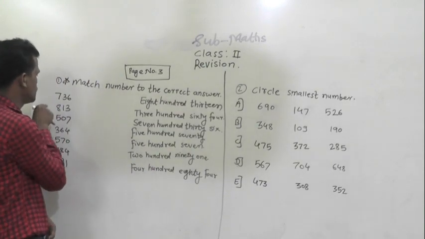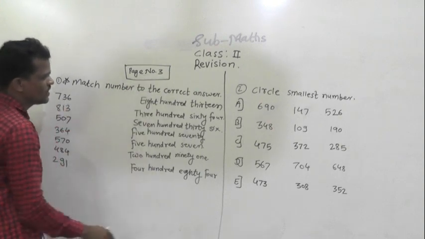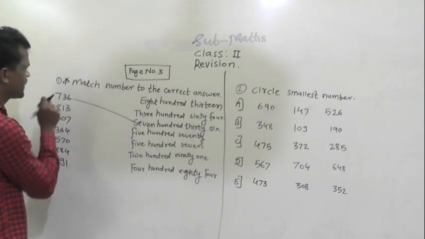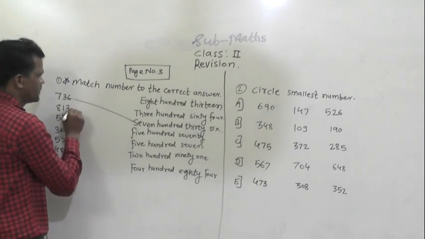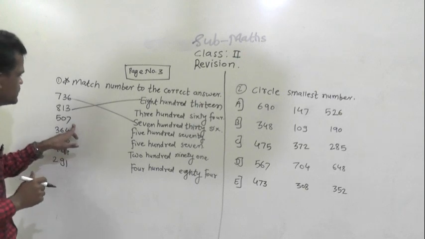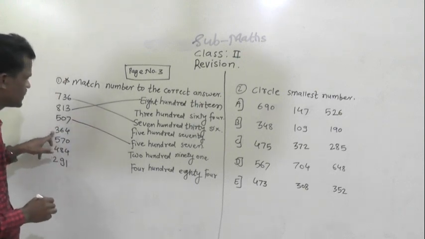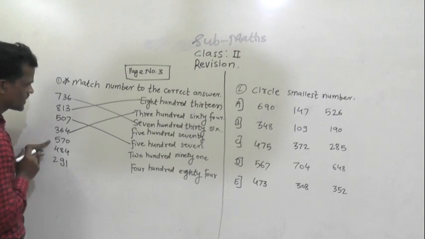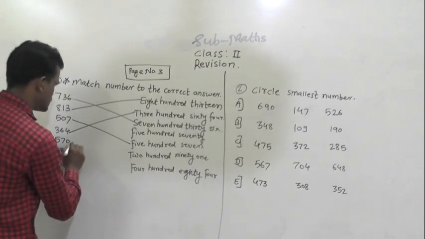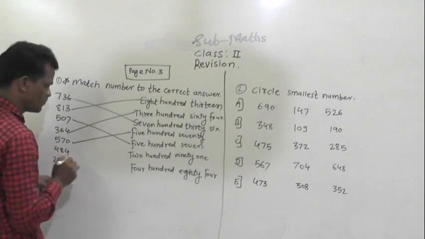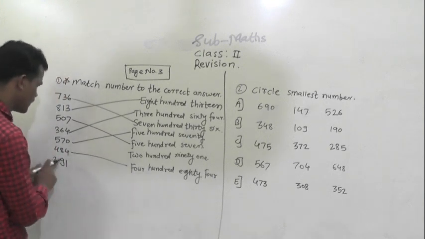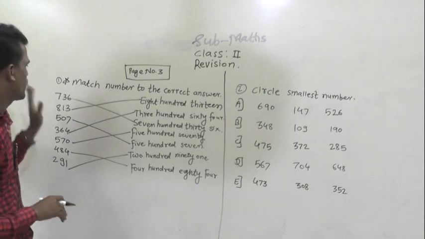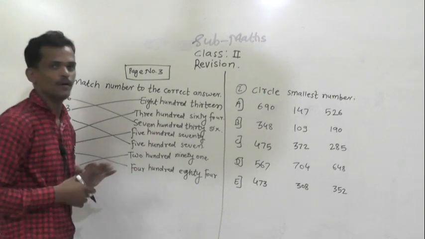So, read this number: 736. Where is the 736? Yes, so match by using a line. Then 813. Where is the 813? Then 507. Then 364. Then next, 570. Then 484. Then 291. So this question is finished. We have joined the numerals to the number names.